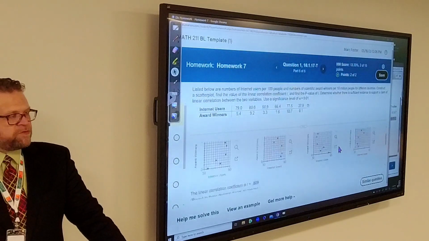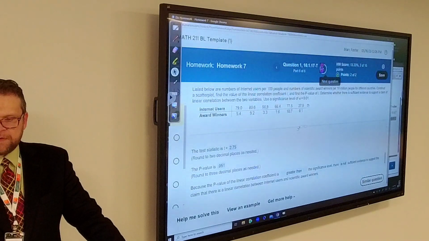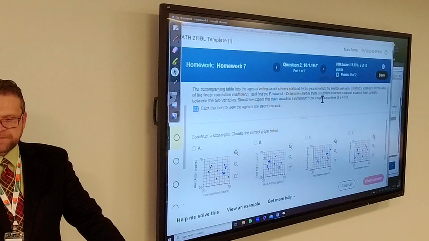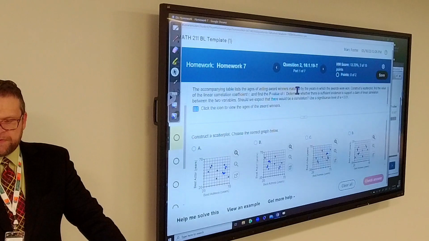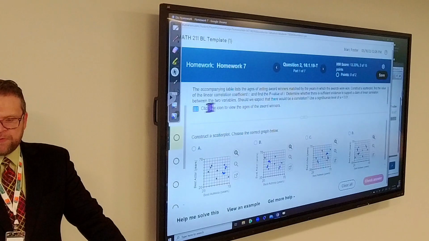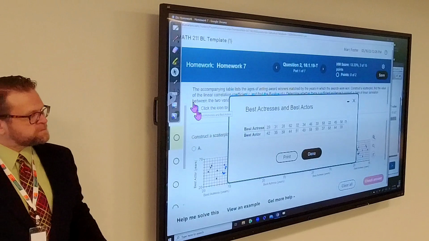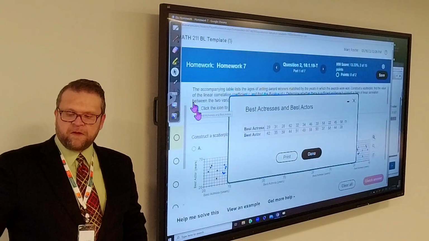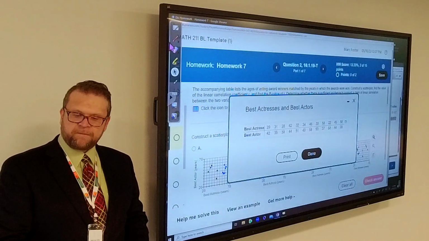The second question is pretty much the same, but then after that they'll change theme. Here it's ages of acting award winners matched by the years in which the awards were won. So each one of these columns is a different year.